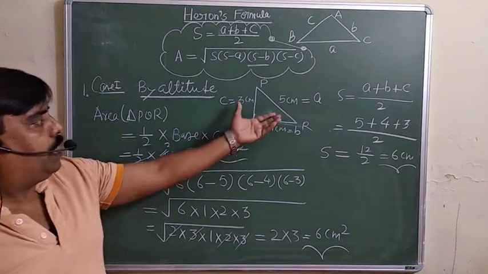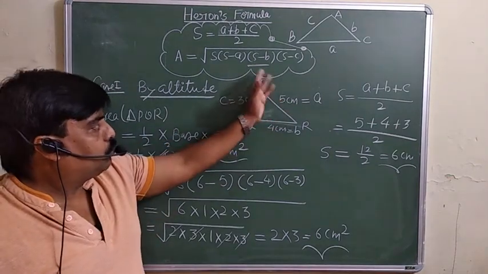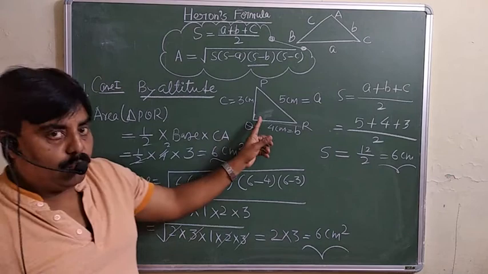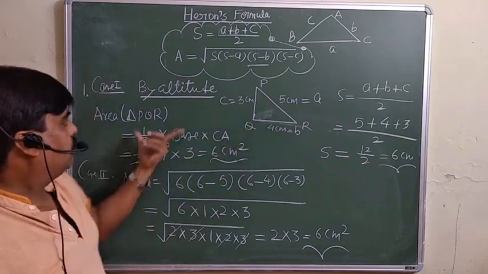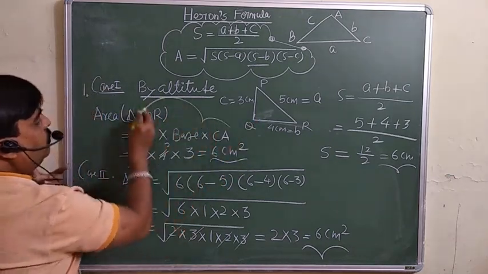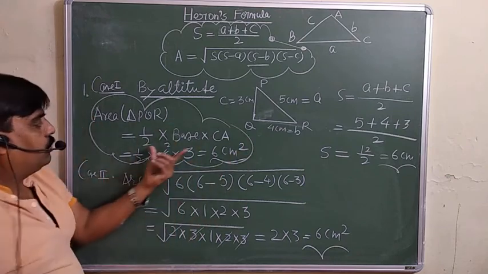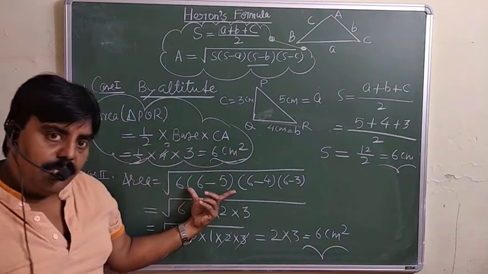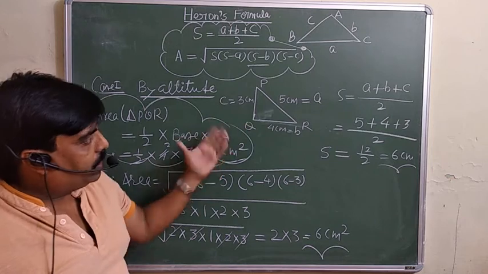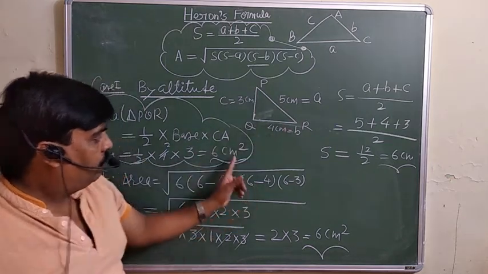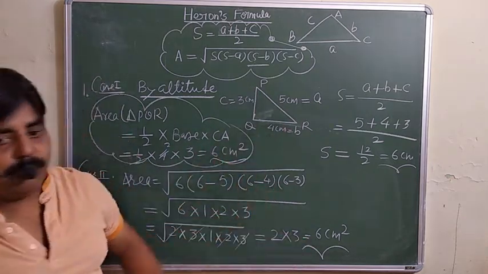So you can apply Heron's formula, or in case you know the altitude, then you can apply that one only. You can apply that if you know the altitude. Otherwise you can apply Heron's formula. Any one of the methods you apply, ultimately the area will be the same. It cannot be changed. Have a look.